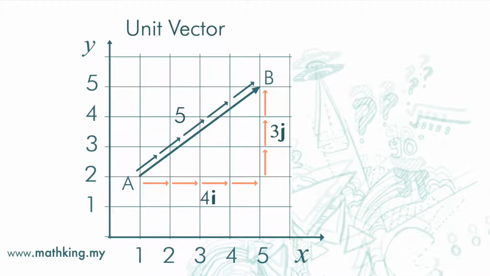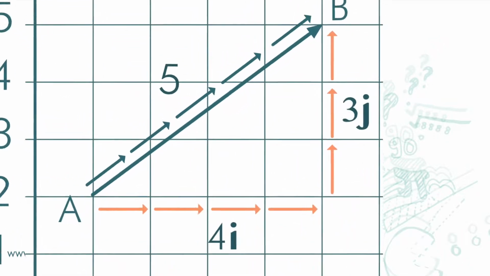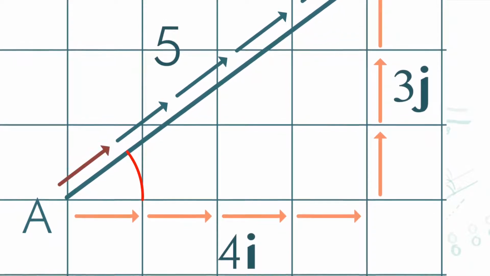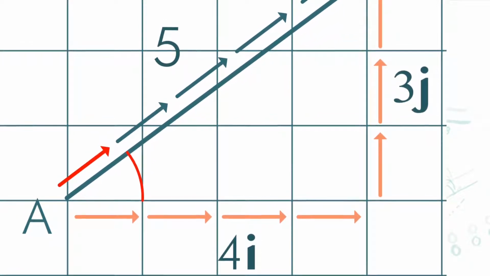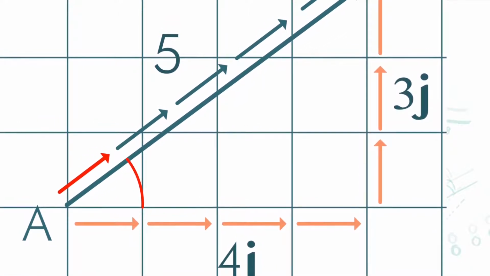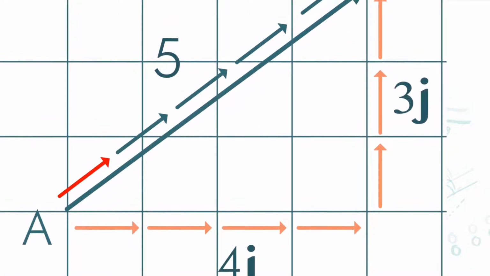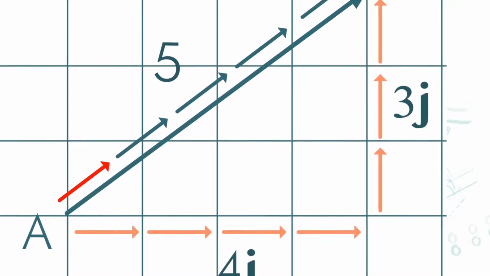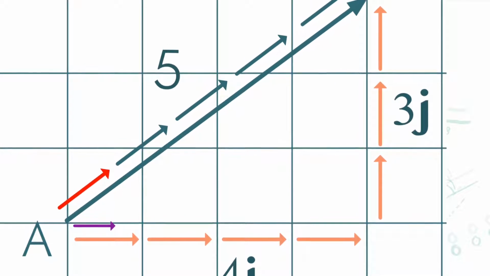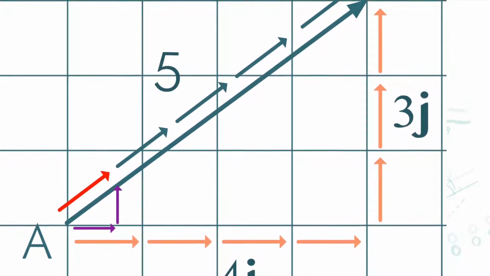When we say the unit vector in the direction of vector AB, we refer to this: a vector with a magnitude of 1 unit in the direction of AB. Again, this unit vector can be expressed in the horizontal vector i and the vertical vector j.